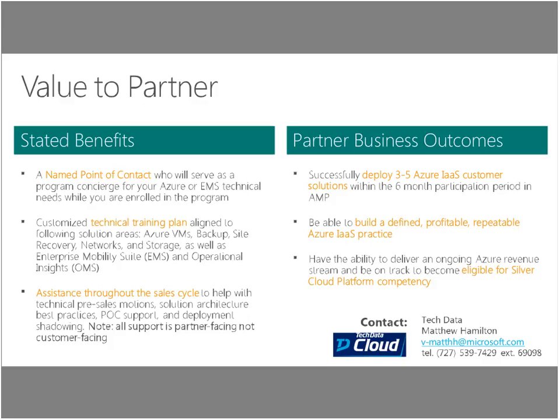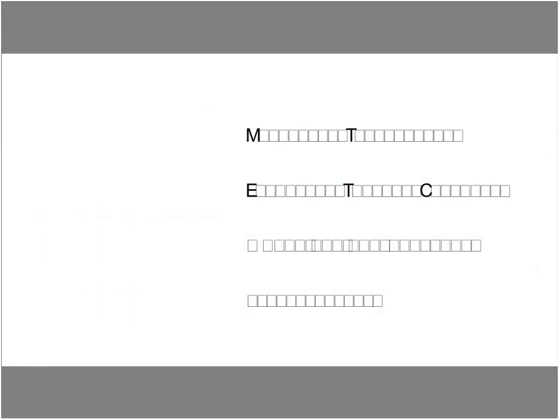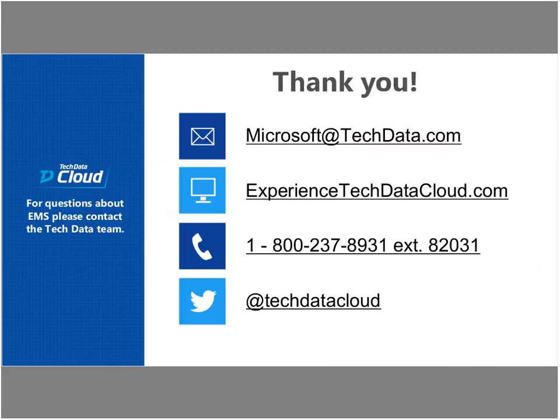The ask from us is that you have stuff in the pipeline that you're not sure this would be a good fit for, and that your goal is to successfully deploy 3 to 5 Azure Infrastructure as a Service solutions or EMS solutions within the 6-month participation process. So again, talk to Matt Hamilton. There's the email address and phone number down there at the bottom of the slide. And we really hope that you're going to start off and get going with EMS.